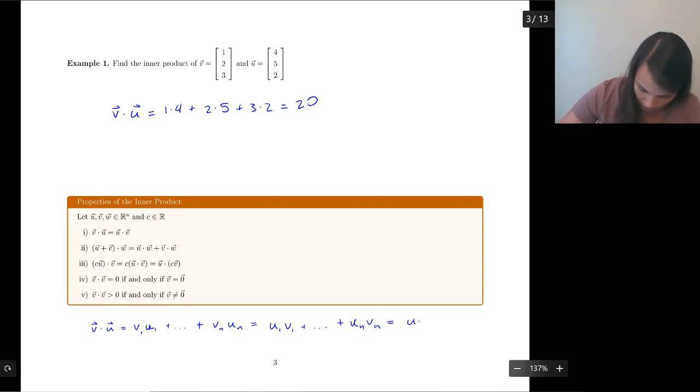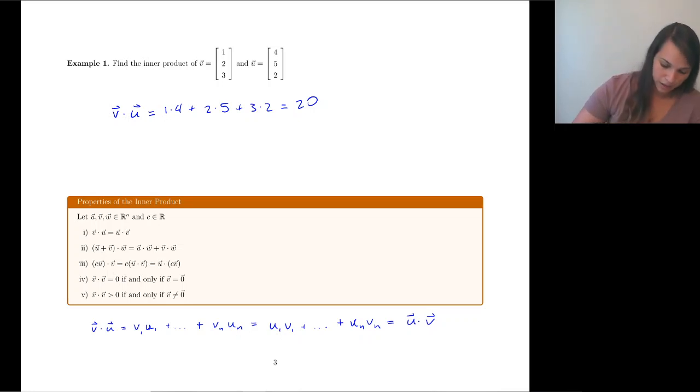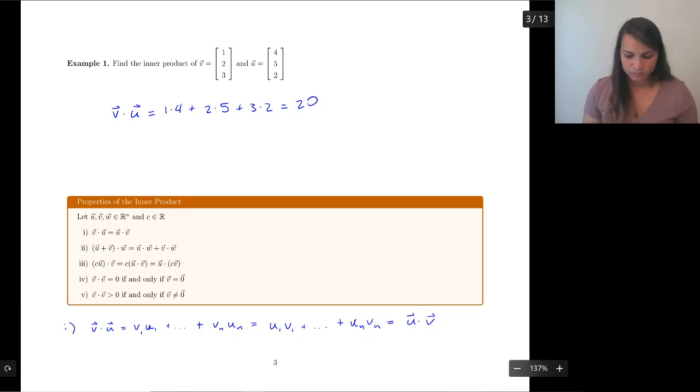And so that would be U dot V. So unlike matrix multiplication, these guys can switch back and forth. Okay, so that would be number 1. And then I'm gonna leave 4 and 5 for you guys to do on homework or worksheets or something.